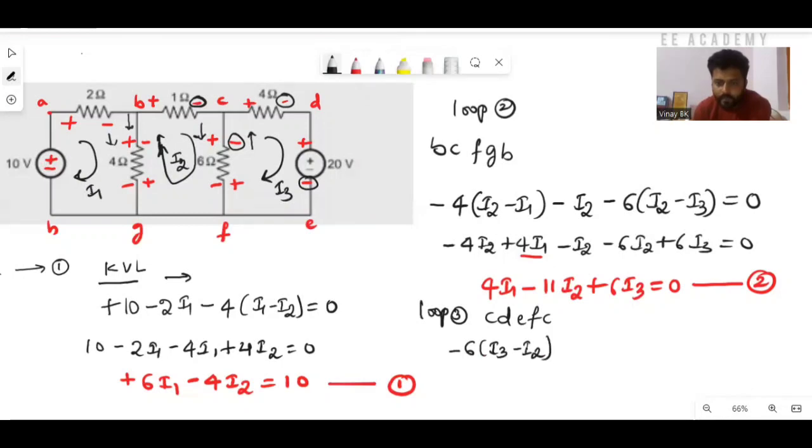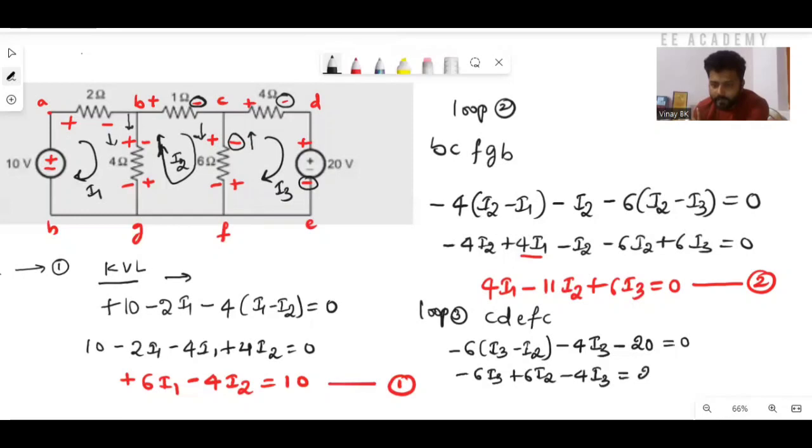Currents are flowing in opposite directions and the reference is the third loop. Similarly here, minus 4 into only I3 is flowing, so minus 4 into I3, and there is a voltage source that is independent, minus 20 equals to 0. I'll send 20 to the right side, then simplify here: minus 6I3 plus 6I2 minus 4I3.